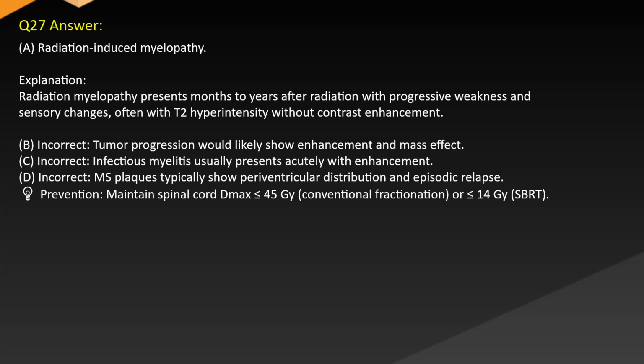A. Radiation-induced myelopathy. B. Tumor progression. C. Infectious myelitis. D. Multiple sclerosis (MS) relapse. Answer: A. Radiation-induced myelopathy. Explanation: radiation myelopathy presents months to years after radiation, with progressive weakness and sensory changes, often with T2 hyperintensity without contrast enhancement. B. Incorrect. Tumor progression would likely show enhancement and mass effect. C. Incorrect. Infectious myelitis usually presents acutely with enhancement. D. Incorrect. MS plaques typically show periventricular distribution and episodic relapse. Bonus, prevention: maintain spinal cord dose below 45 Gy in conventional fractionation, and 14 Gy in single fraction.